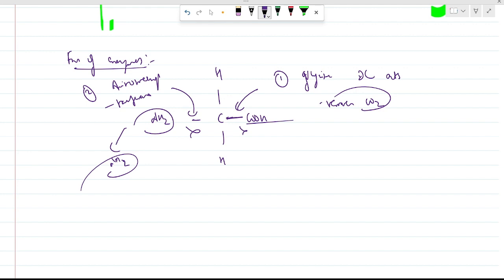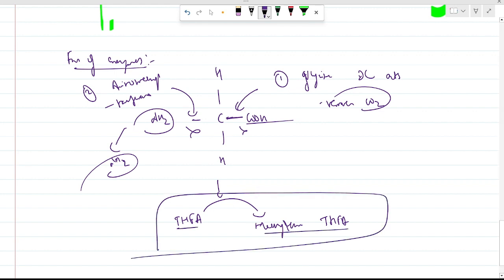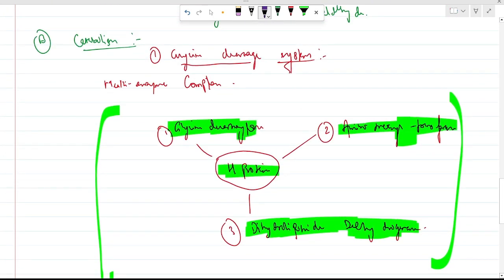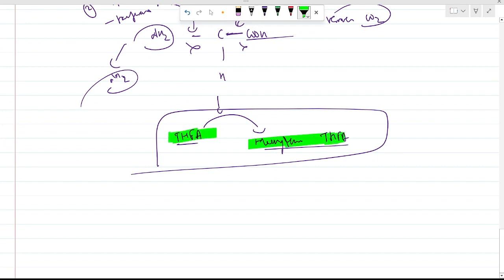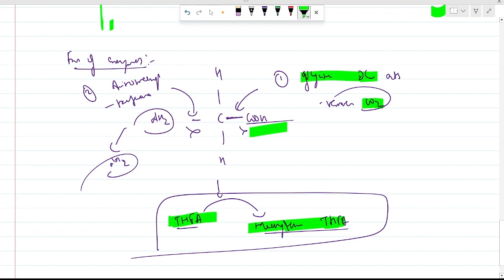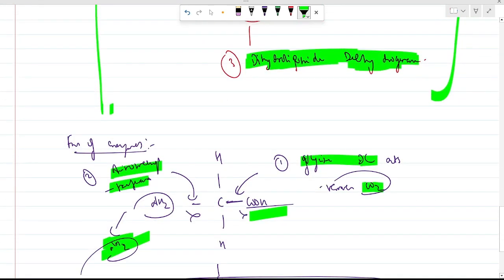Now this glycine is used to convert THFA, tetrahydrofolic acid, to methylene THFA. Okay, this is the byproduct where THFA is converted to methylene THFA upon action of this glycine cleavage system, which is a multi-enzyme complex. Glycine decarboxylase removes CO2, the COOH group. Aminomethyl transferase acts on this bond to remove the amino group. Now this was one of the important catabolic feats of glycine. It is the glycine cleavage system.